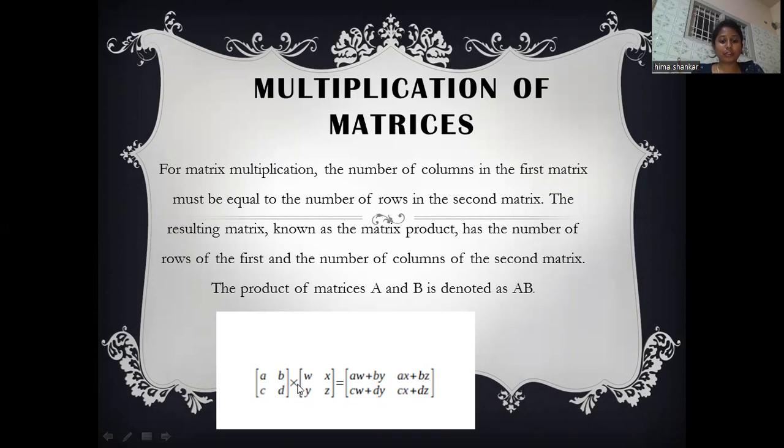Then again continuing, second row first column and second row second column: C into W plus D into Y, C into X plus D into Z. So this is the matrix multiplication, and we are ending the topic.